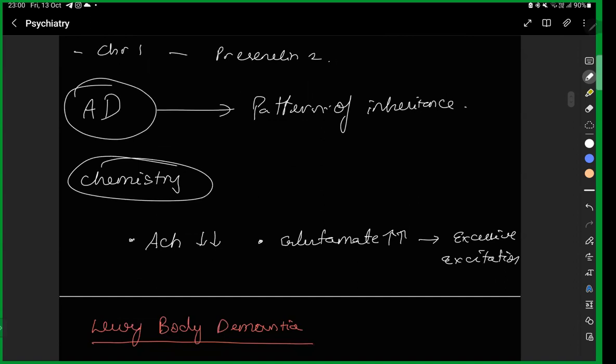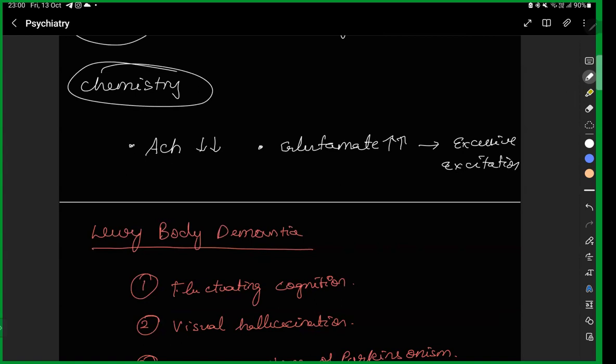So what basically happens is there is a decrease in acetylcholine and an increase in glutamate. This is going to cause excessive excitation. And this is going to be your Alzheimer's disease. Treatment, let's see. But we have also seen that there are other conditions like Lewy body dementia.